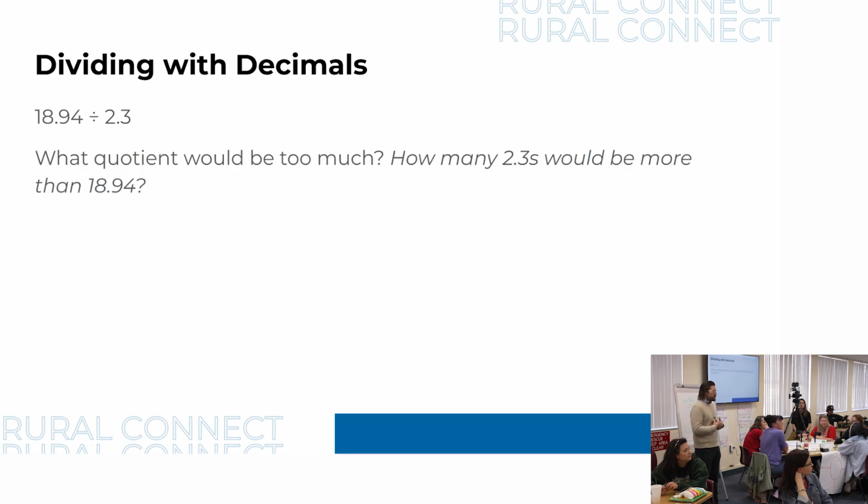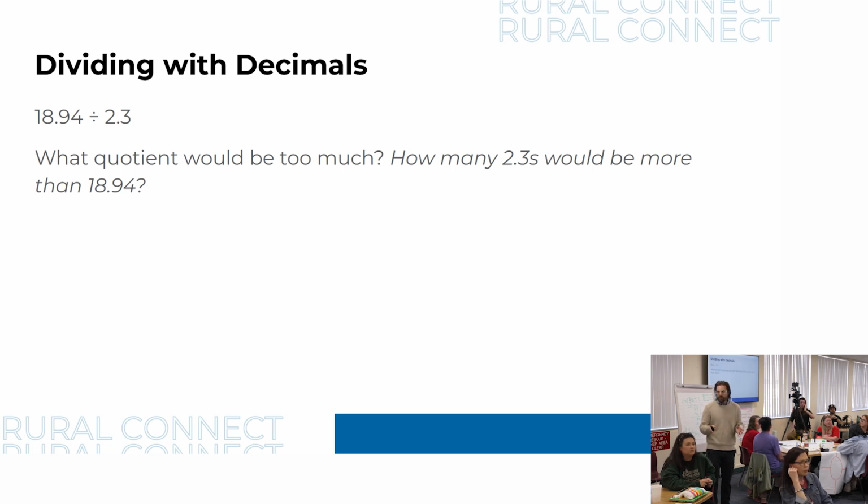All right? So the first question I want to ask, and I'm going to ask it in two ways. So I'm going to ask it kind of directly, like I have asked you all many questions before. But because dividing with decimals is kind of complex, I want to elaborate on what I mean. So what quotient would be too much? I want you to figure out something that is too much. That answer is too big. What I mean by that is how many 2.3s would be more than 18.94?